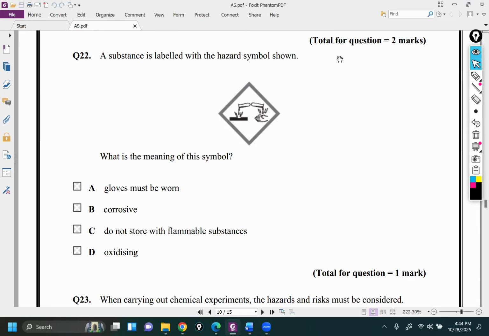Question 22: A substance is labeled with a hazard symbol shown. What is the meaning of this symbol? You can see the hand, and this is most probably the acid, and this is some kind of fabric or something. So what is the meaning of this? Gloves, no, corrosive. Corrosive means it can damage our skin and fabrics, and most probably it is an alkaline or acidic solution.